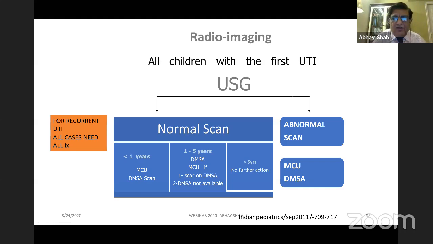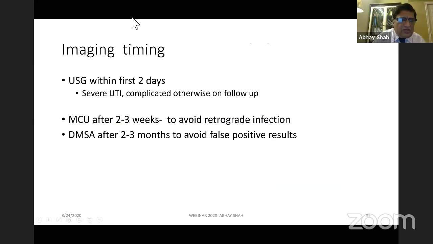So here is the recurrent UTI. So this child will require all the investigations. And I already told you, USG within the first 2 weeks, or within the first 2 days if it is a severe or complicated UTI; otherwise, it can be done on the first follow-up. MCU after 2 to 3 weeks to avoid retrograde infection. And DMSA, if it is done after 3 months, will avoid a false positive result.